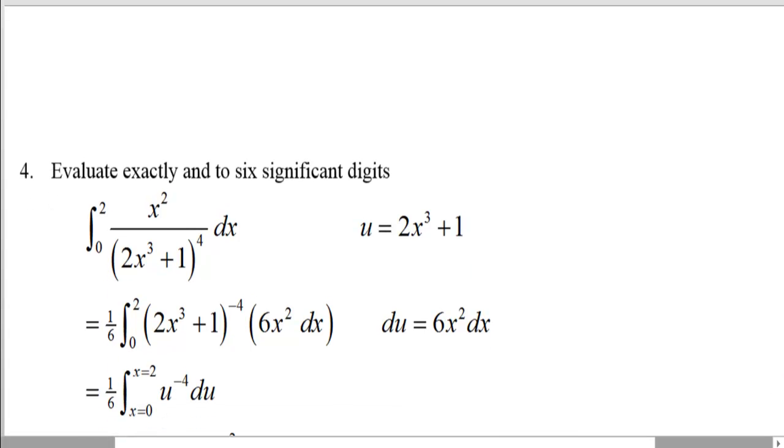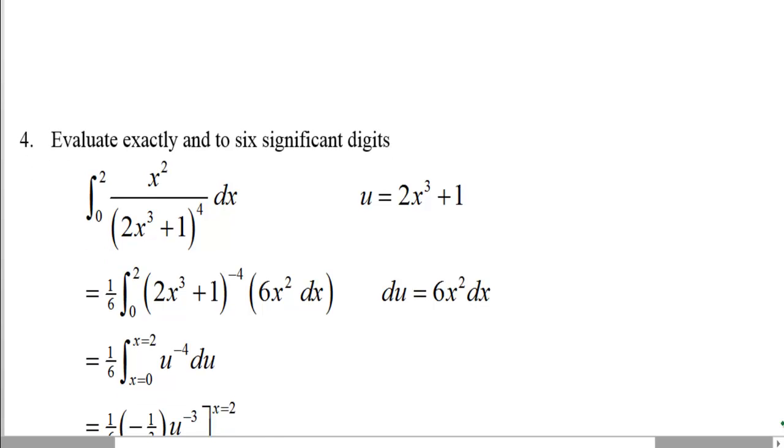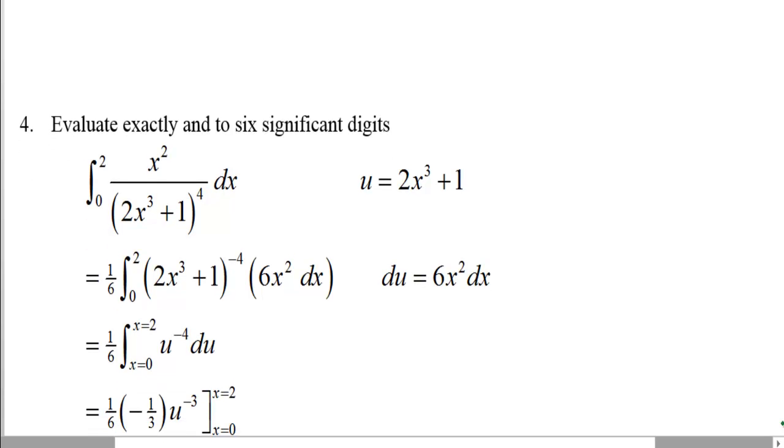The next one, I have a definite integral and I want to evaluate it exactly and approximately to 6 significant digits. If I only needed the decimal approximation, I could just type it in basically like it looks on the newer TI-84s, and it would give me a decimal approximation. But if I need an exact value, I need to use the fundamental theorem of calculus. To do that, I need to find an antiderivative. To do the antiderivative, I need to do a substitution here.